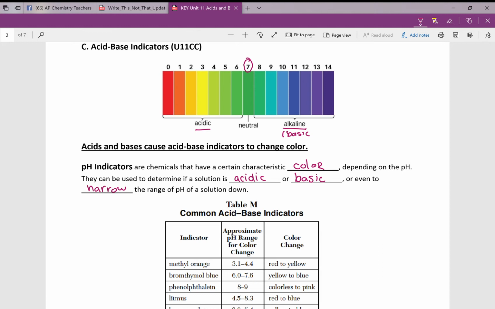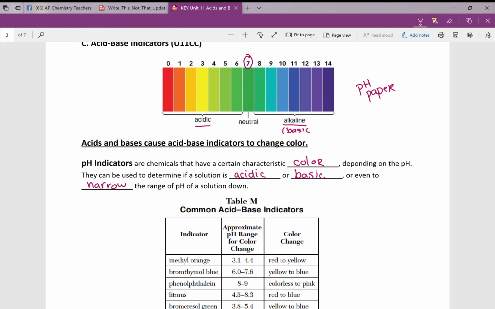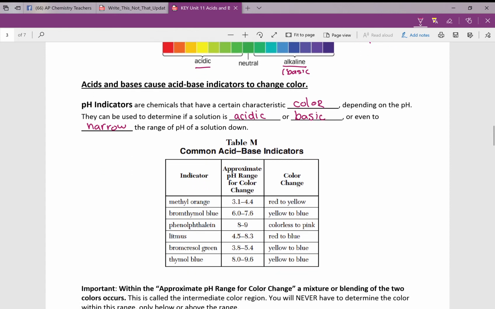Now, something like this little picture showing up above, this would be something like pH paper, and you're going to see this in the Gizmo shortly. With Table M, these are ones that have really two distinctive colors that they change between. With pH paper, you would dip it in, you'd match the color to the pH, and you get a more precise pH that way.